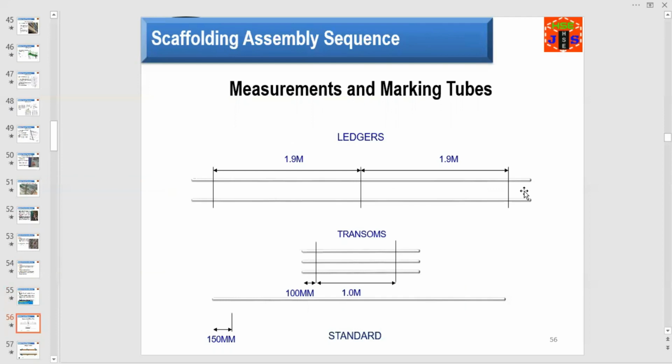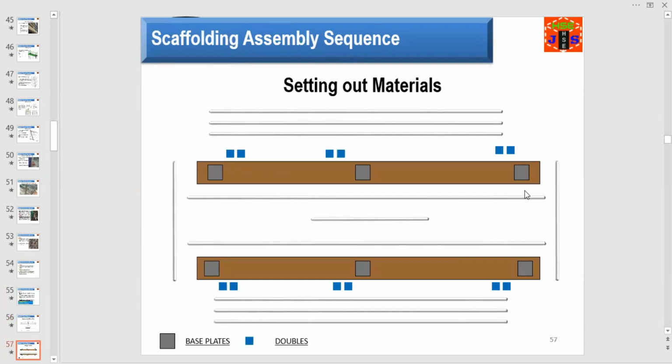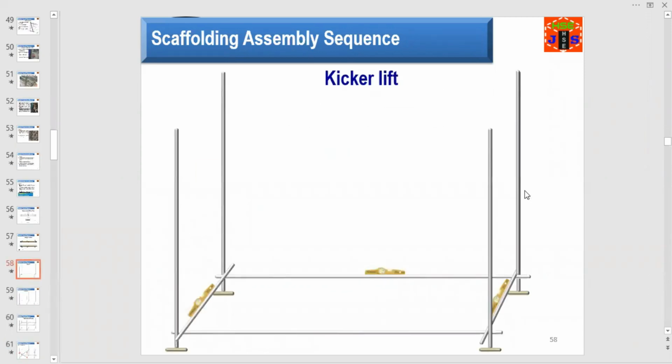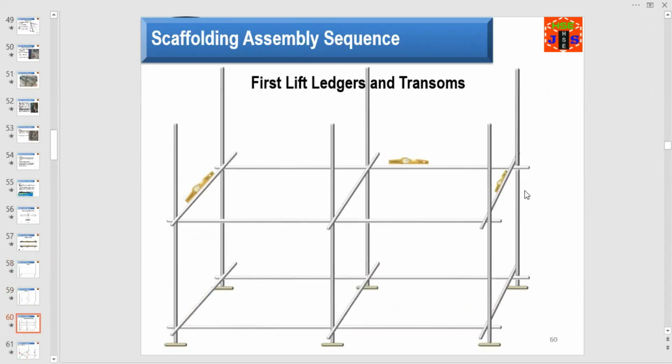Now we'll start about scaffolding assembly sequence. First of all, you must know the measurements and marking of tubes like ledgers, transoms, and standards. The second step is you have to set out material, what you are going to plan, what you are going to do. Accordingly, you have to keep the material like standards, transoms, ledgers, and base plates. Then you have to start with kicker lift. Then you have to keep first lift ledgers and transoms. But you have to ensure the level of the scaffolding structure.